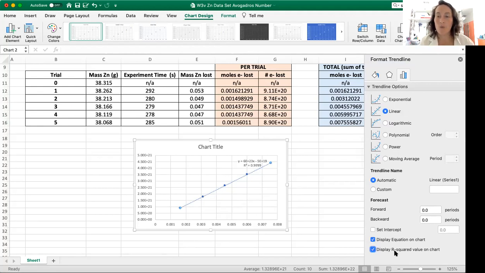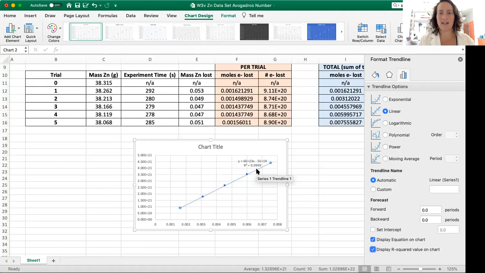A value of 1 exactly means that that is the best fit ever. But mine, look, my R-squared value is 0.999999. So this is a very straight line. It's okay to have a value of like 0.97 or 0.95, like that's still okay. If you have a value that's 0.2, that is not a good fit for the data.